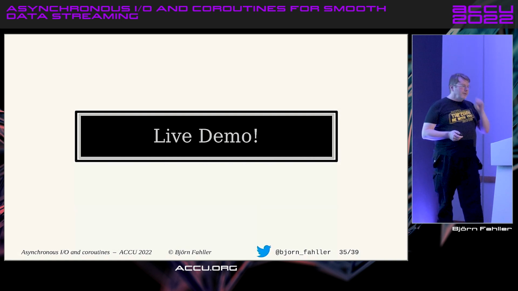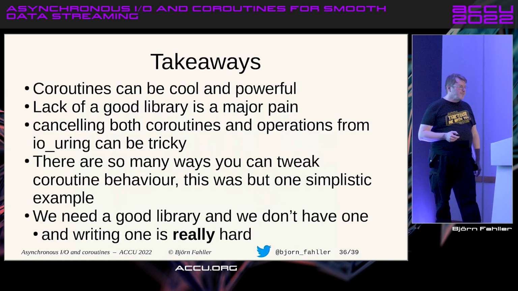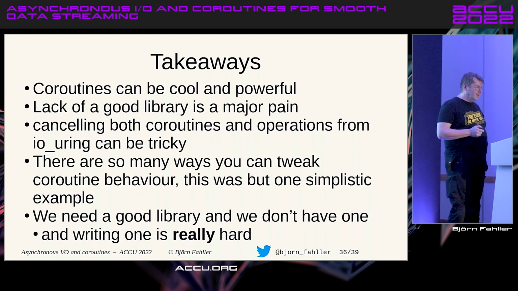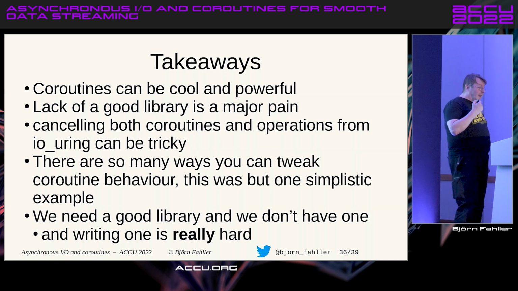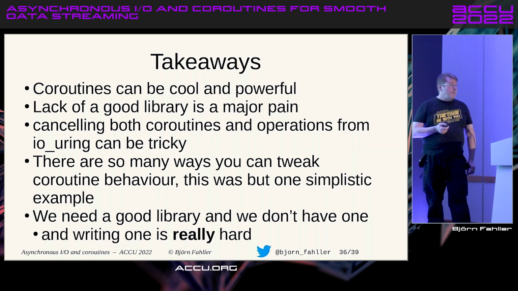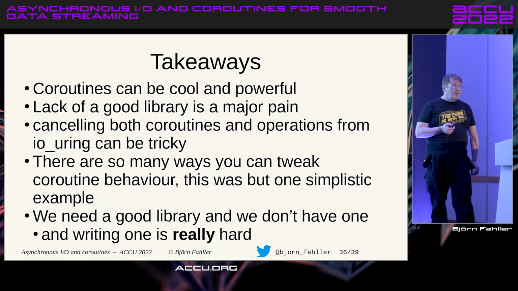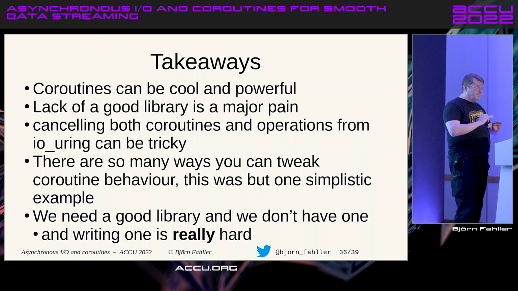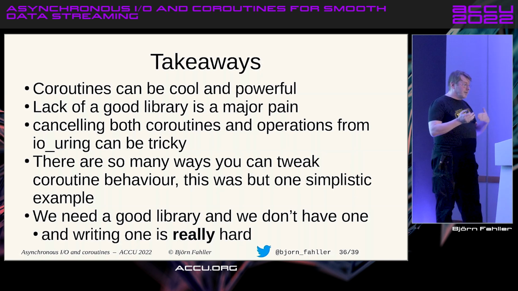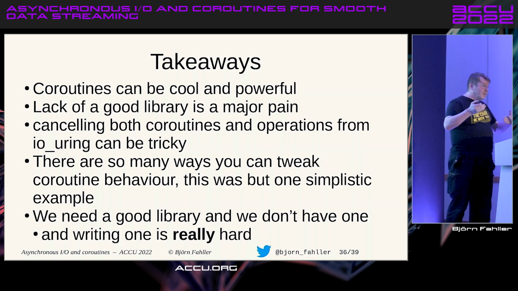So, what can we conclude from this, though? Coroutines can be cool, and they are powerful. There is absolutely no doubt about that. Lack of a good library is a major pain. Writing one is not easy. It really isn't easy. I totally ignored cancellation here. Cancellation is tough stuff, both for coroutines and for io_uring, for completely different reasons.